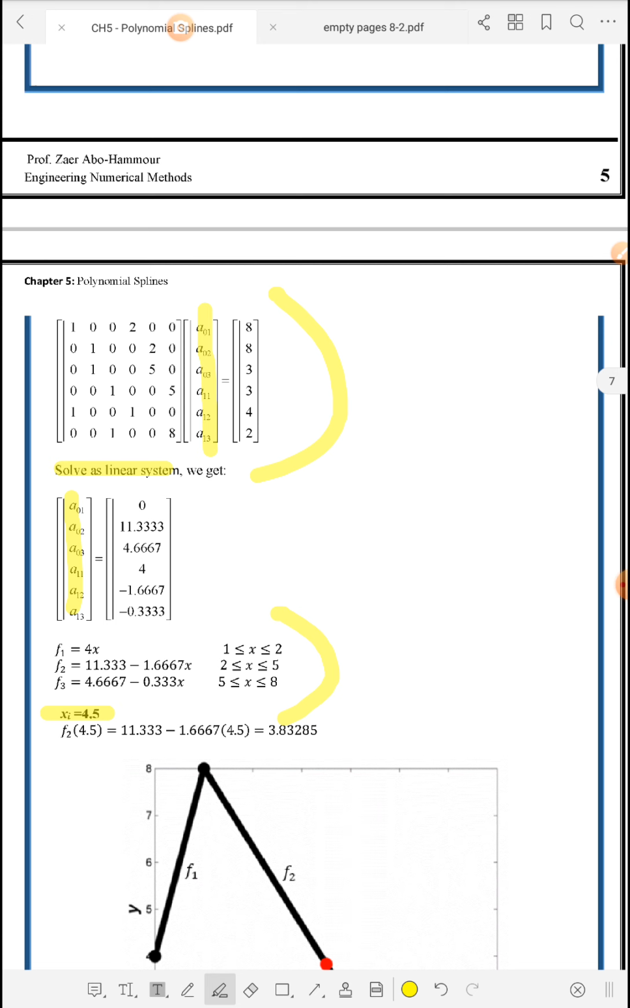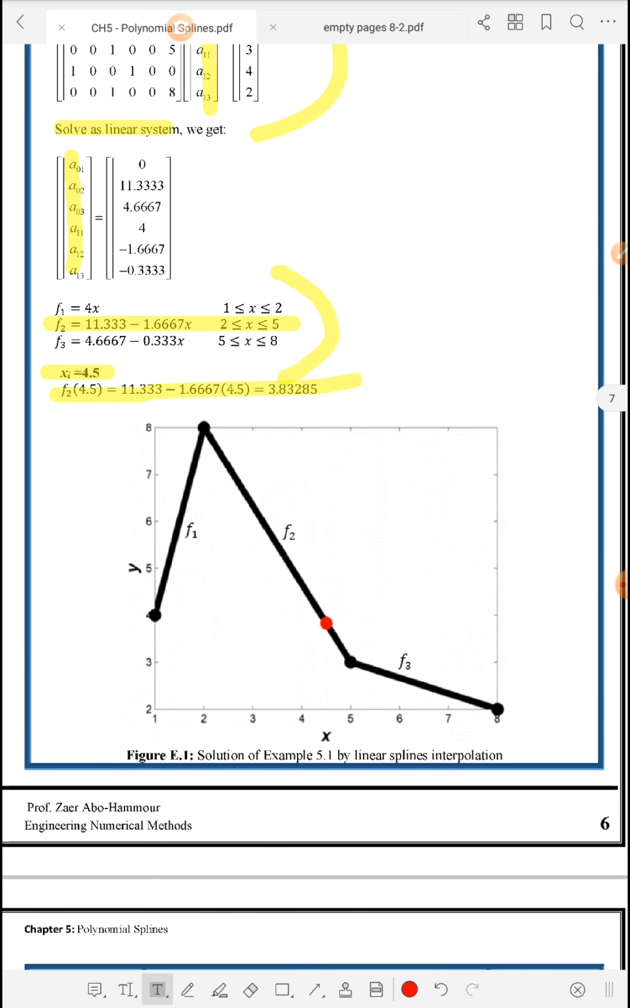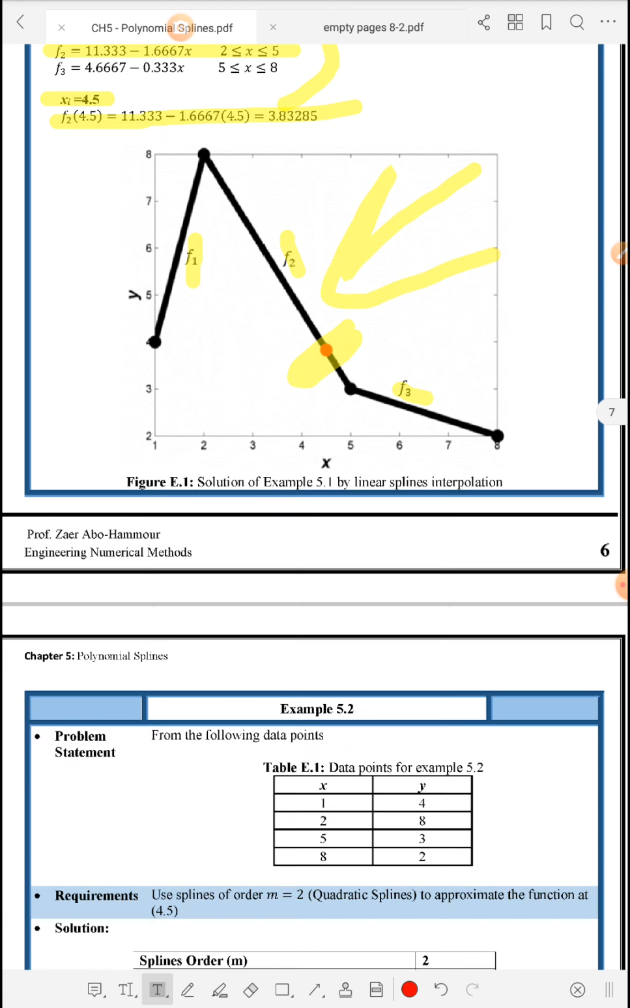It's required to find the value at x equal to 4.5, and 4.5 lies within the second spline. So if we substitute it within the second spline, we calculate its value, and this is the figure. This is the first spline, this is the second, and this is the third, and all of them are linear, and this is the node that we are calculating. It lies on the second spline. So let us go to the next example.